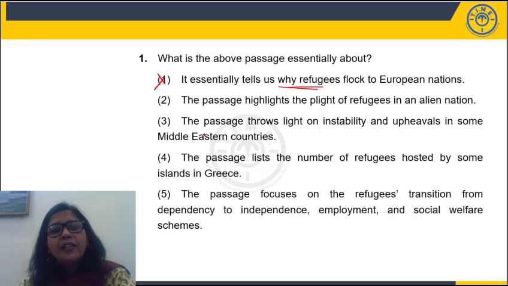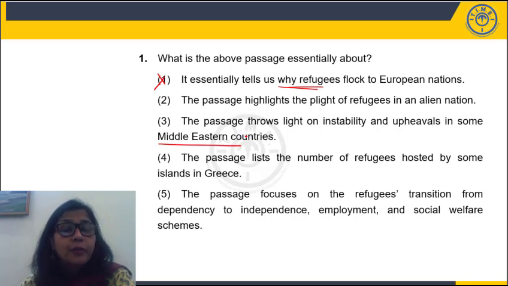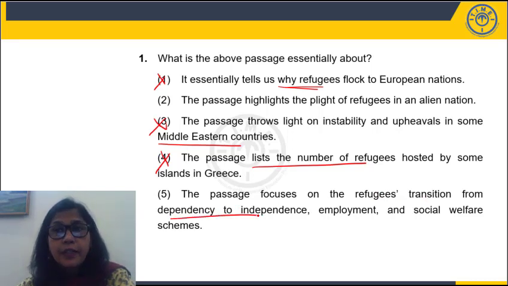The third one, the passage throws light on instability and upheavals in some Middle Eastern countries. No, it's not about the Middle Eastern countries, it's about the refugees. So again, ruled out. The passage lists the number of refugees hosted by some islands in Greece. The purpose of the passage is not to give you the number of refugees, right? Ruled out. The fifth one, the passage focuses on the refugees' transition from dependency to independence, employment, and social welfare schemes.